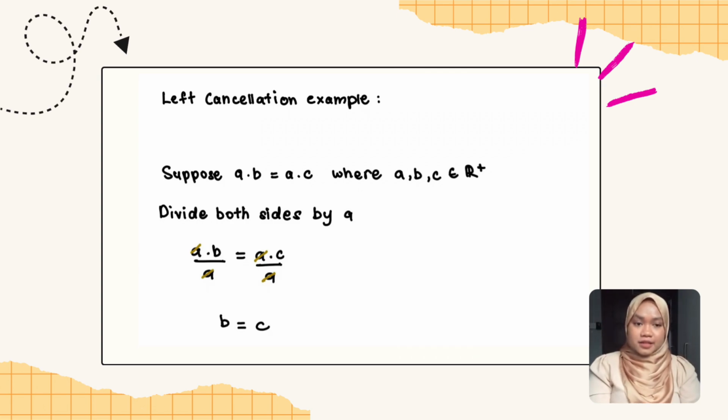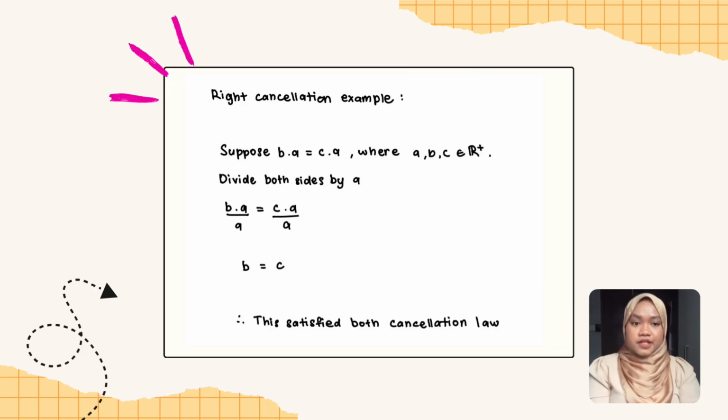For the left cancellation example, we will have A multiplied by B is equal to A multiplied by C, where A, B, C are in R positive. Then, we divide both sides of the equation by A, and then we still get B is equal to C. As for the right cancellation example, here we have B multiplied by A is equal to C multiplied by A, where A, B, C are in R positive. And then we divide both sides by A same as before, and we get B is equal to C. Therefore, this satisfies both cancellation laws.